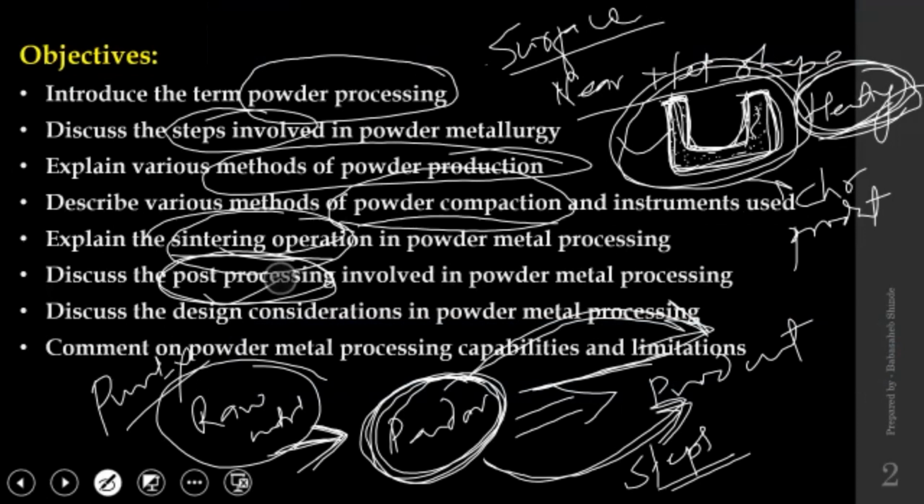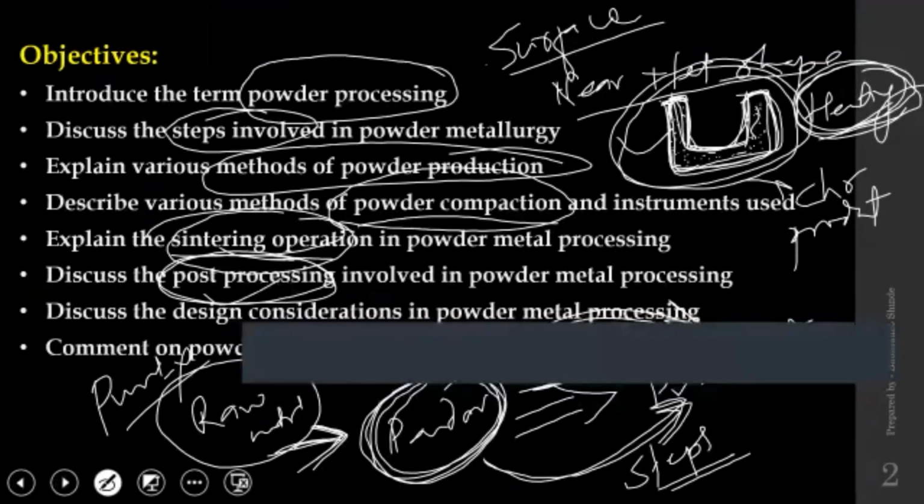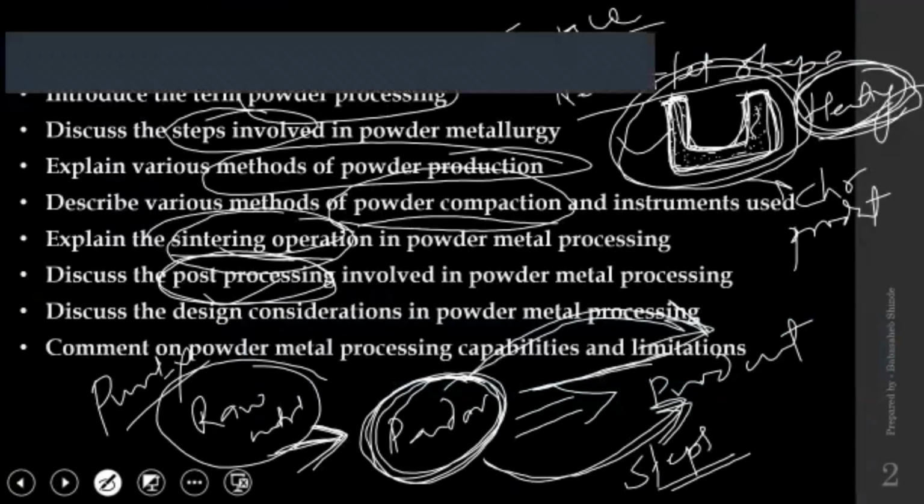and those processes are called post processing applications because these applications are applied after sintering, or when the product has got its final characteristics, and in that condition we are applying those operations. So these are post processing applications.